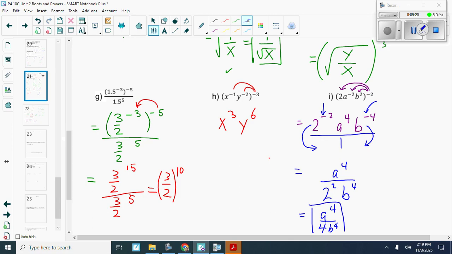Oh, which one isn't right? Nope, they're both right. I don't want it to stay 2 squared. I'd like to see that as 2 to the power 4.